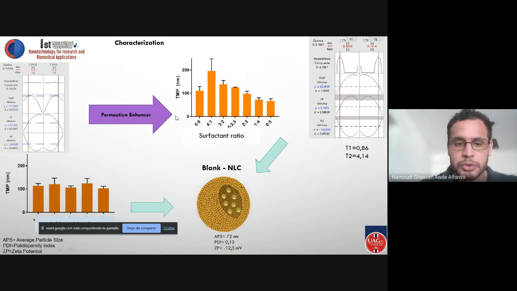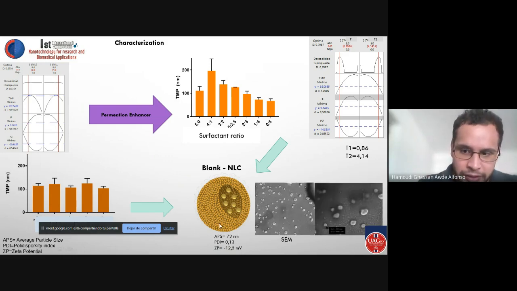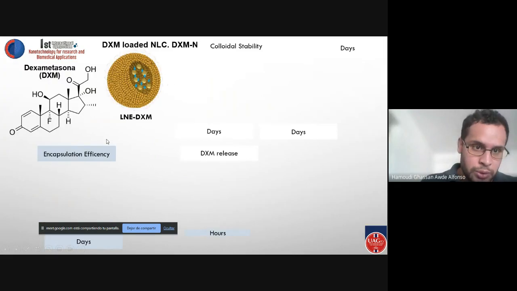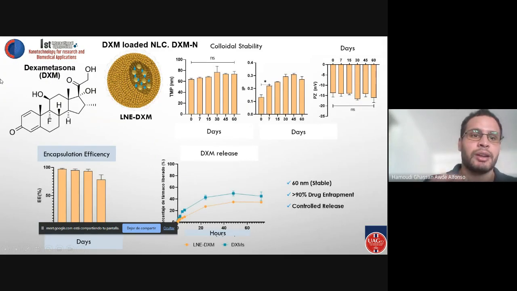Under that assumption, we created a mixture design using the Minitab software, where we made different formulations with different amounts of surfactants and different amounts of lipids. After that, we found the best possible combination to achieve the best nanoparticle. After that, we loaded it with dexamethasone and started the characterization of the nanoparticle.